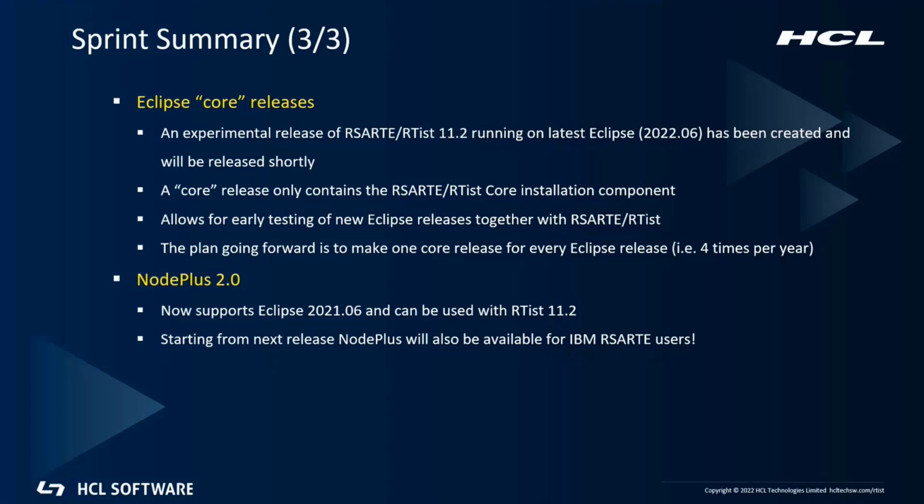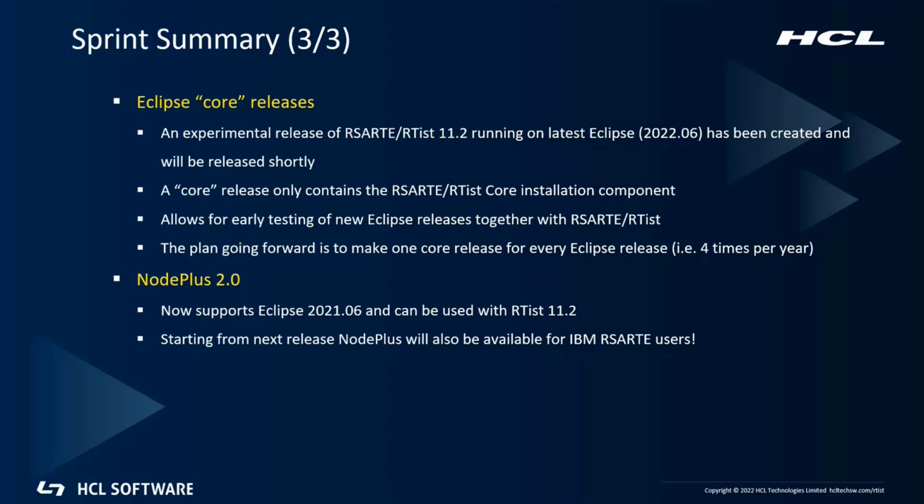The main motivation for creating these releases is to give customers a very early way to test RTist and RCRT on a new Eclipse. And it can, for example, be interesting if you have developed your own plugins to make sure that a new Eclipse release hasn't broken any API or anything else that your plugin relies on. Or it can just be a way to learn about new Eclipse features as soon as the new Eclipse version is out. And we also think that this will help us to release our general GA releases more quickly than what we have done in the past.